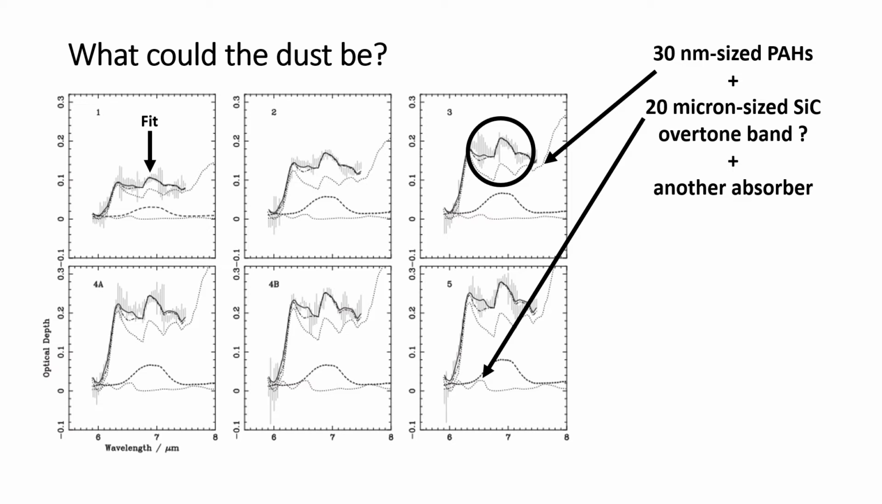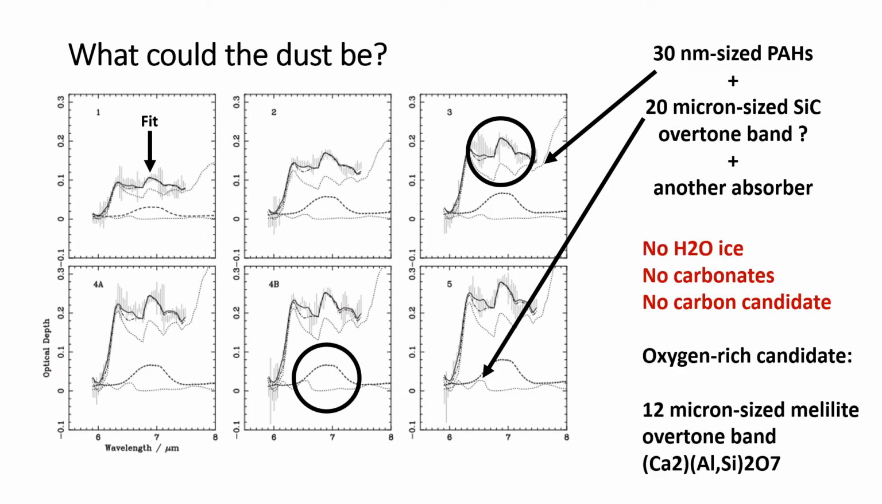Another absorption is required at about 6.9 microns. This is the feature which is similar to that observed in young stellar objects and molecular clouds. However, there is no water ice in Sakurai's object, so there can be no methanol. Without water ice, there can be no carbonates, because water is required to make them. There is also no carbonaceous candidate that I could find.